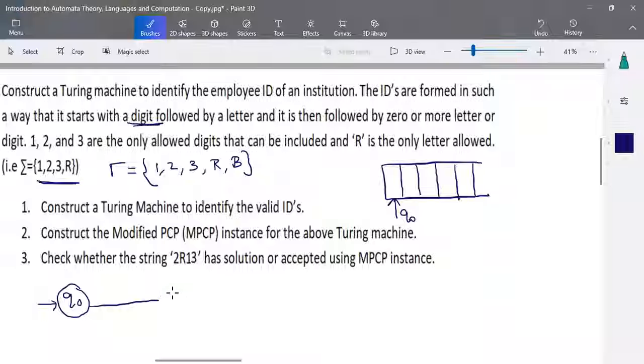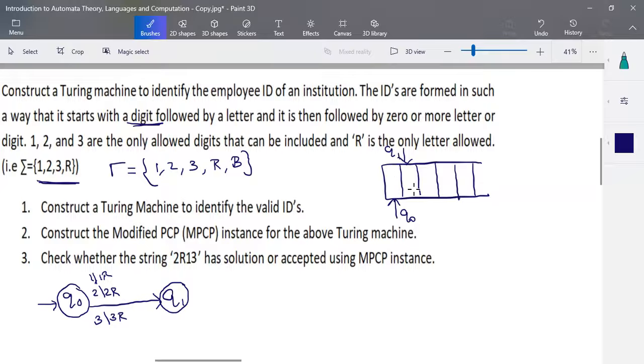So the first element should be a digit. If it is a digit, either 1 or 2 or 3, we can go for the next step. If it is 1, 1 will remain as it is, move right. If it is 2, 2 will remain as it is, move right. 3, 3 will remain as it is, move one step ahead to the Q1 state. So the first element is scanned. If it is a digit, it is confirmed.